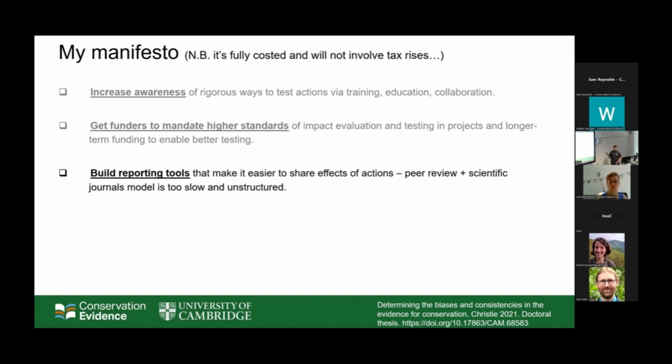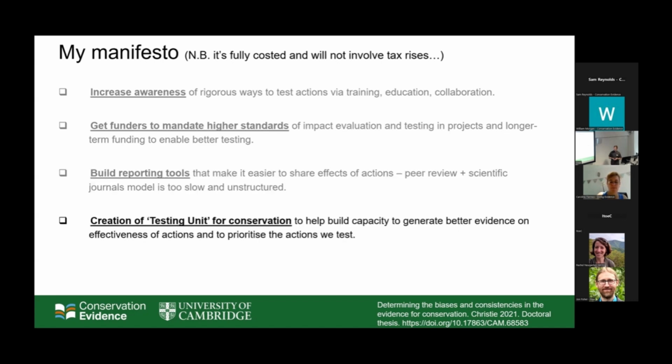I think we need also to build better reporting tools to share the effects of conservation actions. This is quite a serious weakness of evidence-based conservation that we need to overcome, because the peer review in scientific journals model is just too slow to enable us to get all this knowledge that's out there and share it with the community. So we need better reporting tools that still have quality checks in place, but are much easier to use for practitioners.